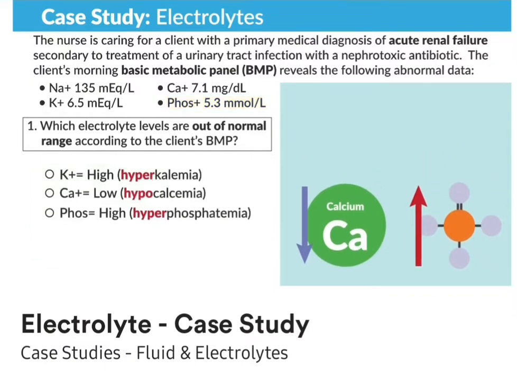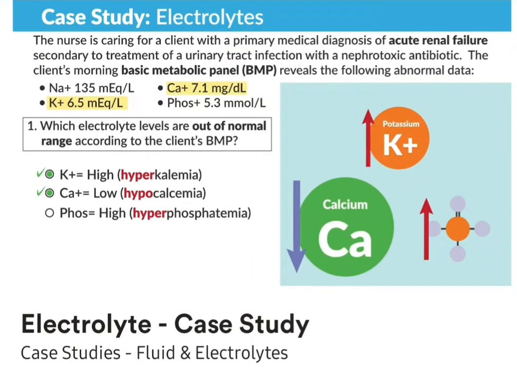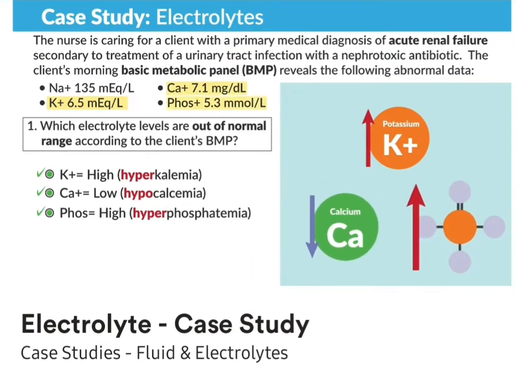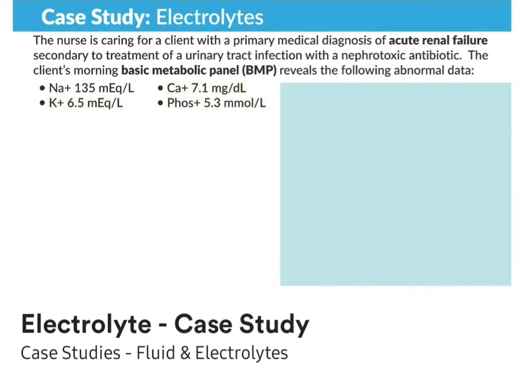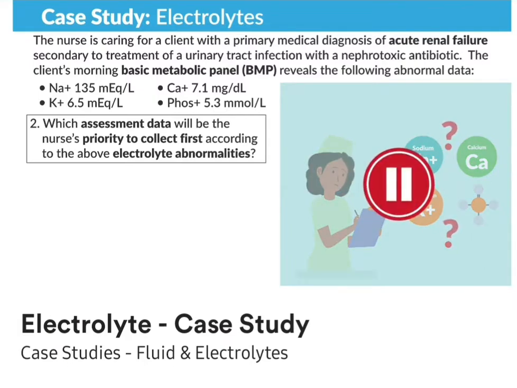So the correct answer is K, or that potassium, that is high, hyperkalemia, and calcium that is low, that hypocalcemia, and phosphate is high, that hyperphosphatemia. Now moving on to question 2. Which assessment data will be the nurse's priority to collect first according to the above electrolyte abnormalities? So once again, pause the screen and try your best to answer the question in about 60 seconds or less.